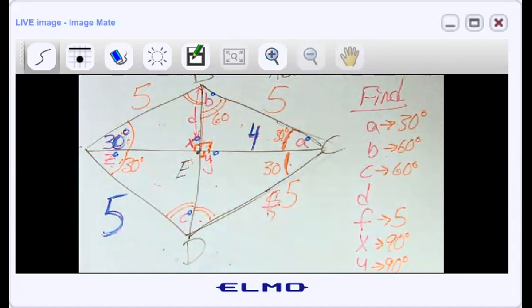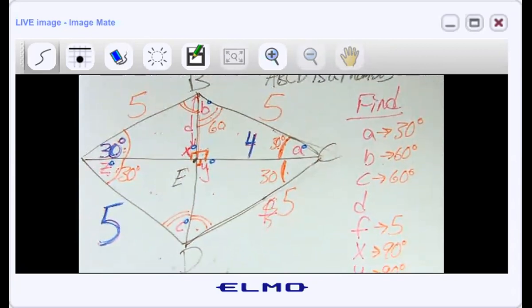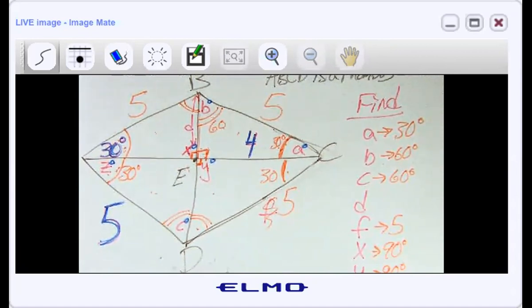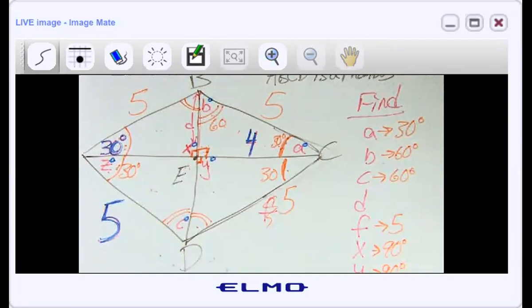Okay, the right answer for BE, or the variable D, is 3. What? There's no 3's on this page. How did you get that, Olivia? I get a squared plus b squared equals c squared. Perfect. You have right triangles, right?